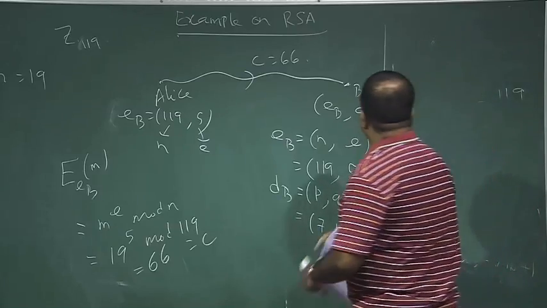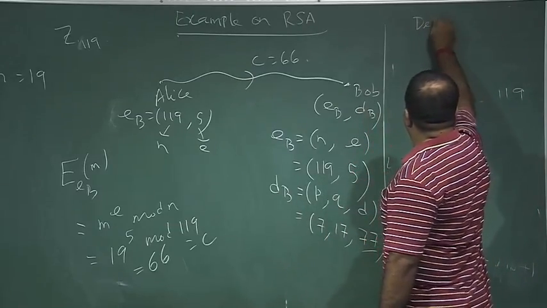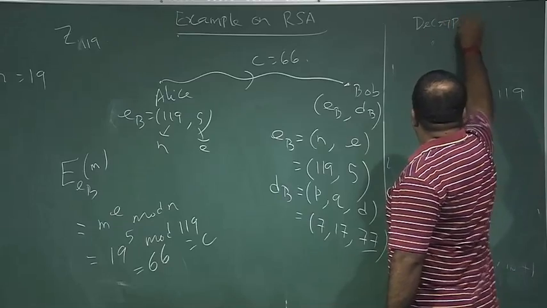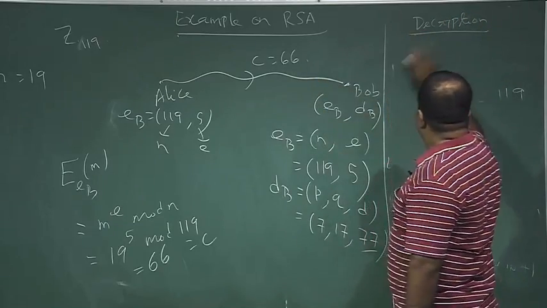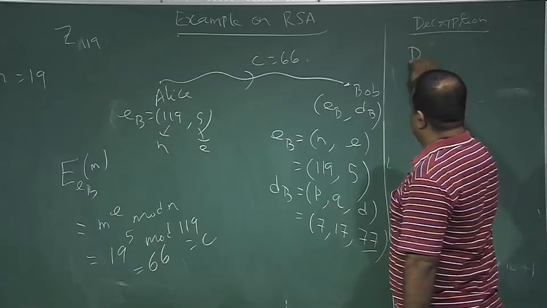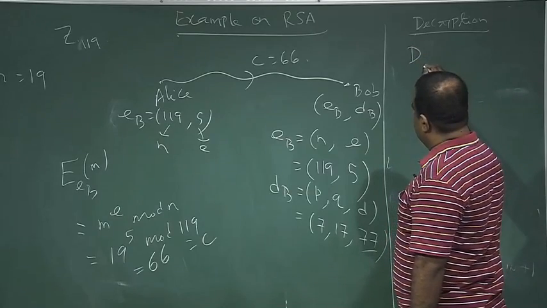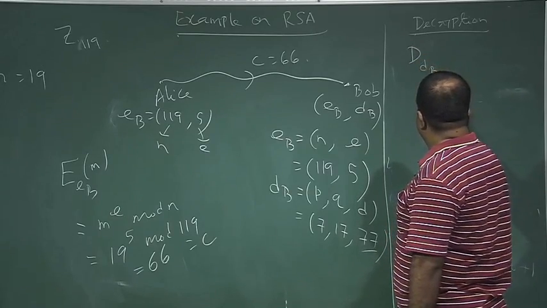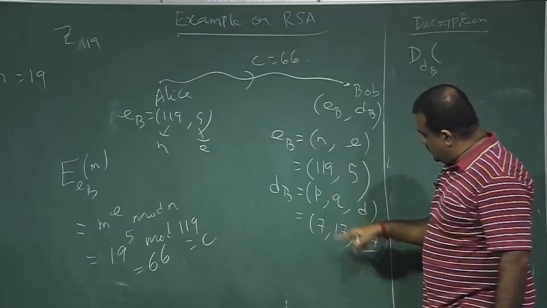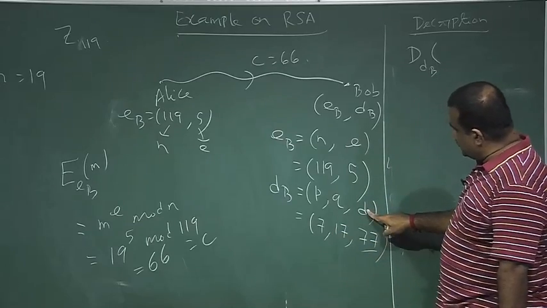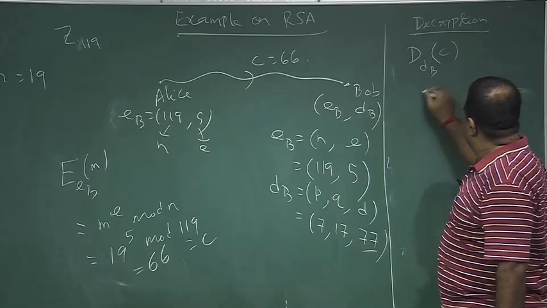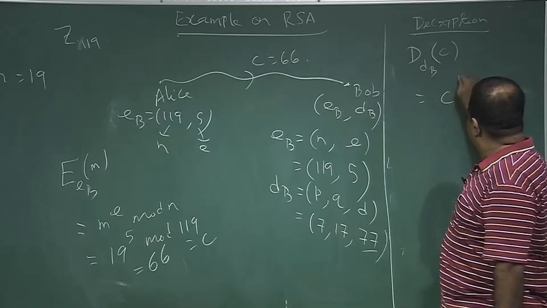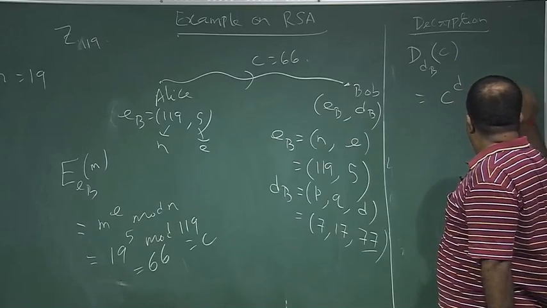So, this is the encryption. Now, the decryption, which is done by Bob upon receiving the ciphertext C. So, the decryption is D of C, using d_B, which is basically Bob's secret key. So, Bob basically uses this d, so C to the power d mod n.